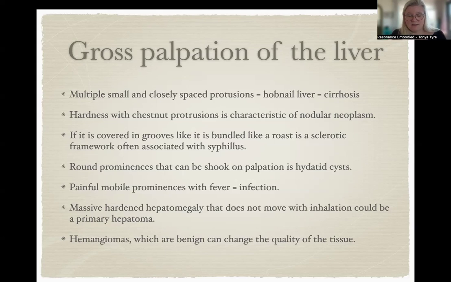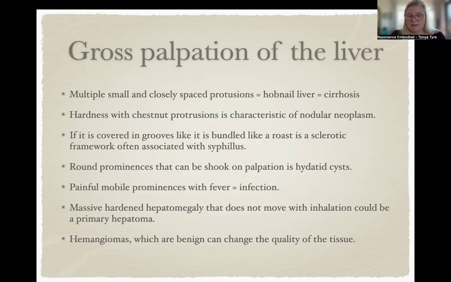I have not seen this. Syphilis is not a common disease in Canada in terms of being able to spread in a way where it gets this bad. But just something to keep in mind. And then also round prominences that can shake on palpation are hydatid cysts. Never seen that, so that's kind of an interesting one to consider.